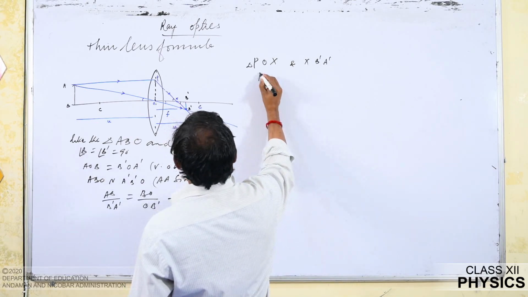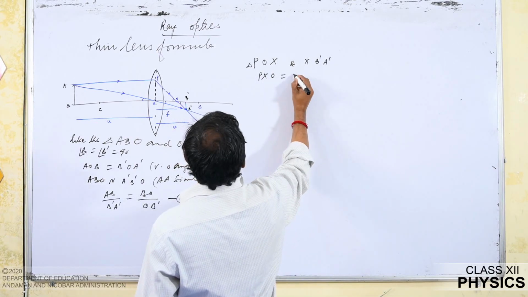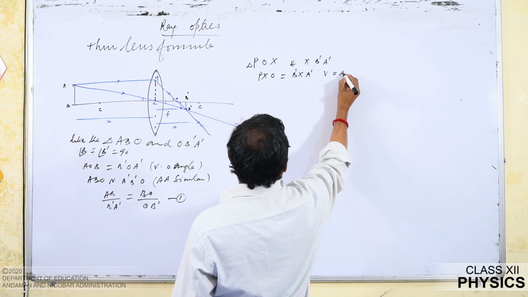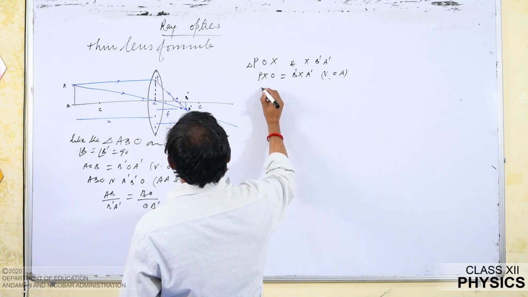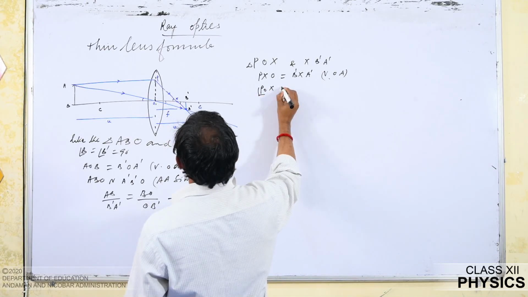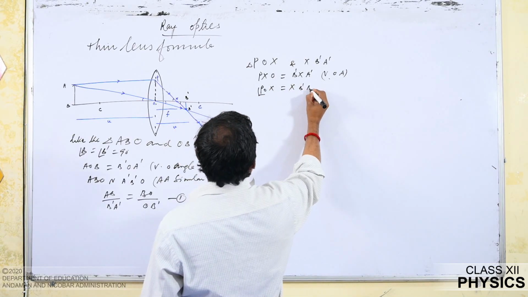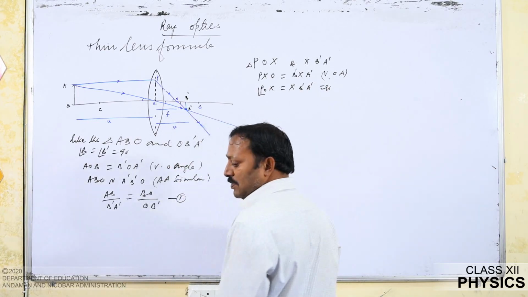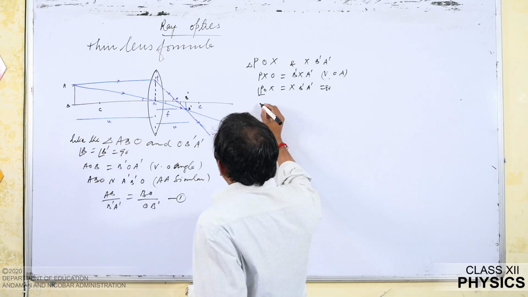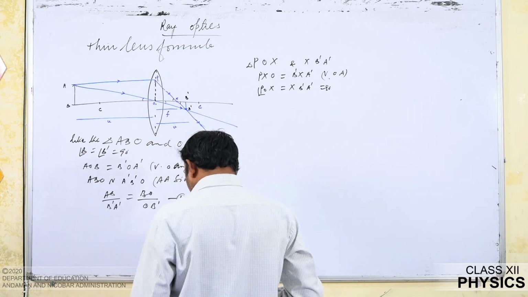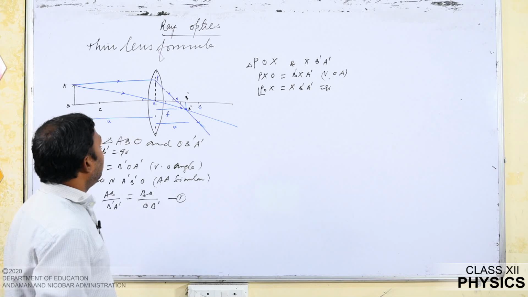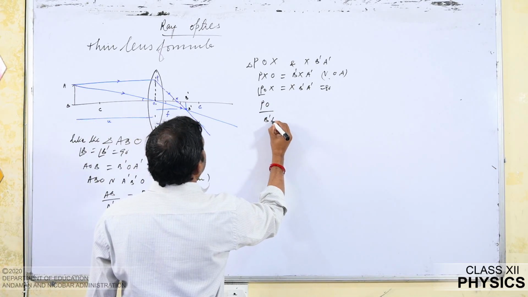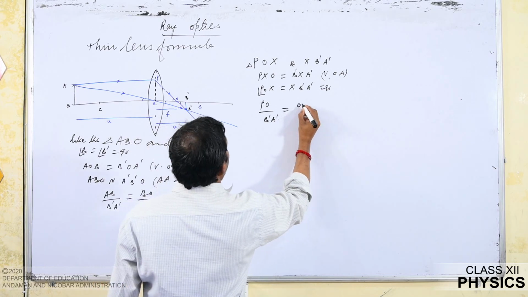Here angle PXO is equal to angle B'XA', vertically opposite angles, and angle POX is equal to angle XB'A', equal to 90 degrees. So these two triangles are also similar by the AA similarity rule, hence the ratios of their corresponding parts also have to be equal, that is PO by B'A' will be equal to OX divided by XB'.